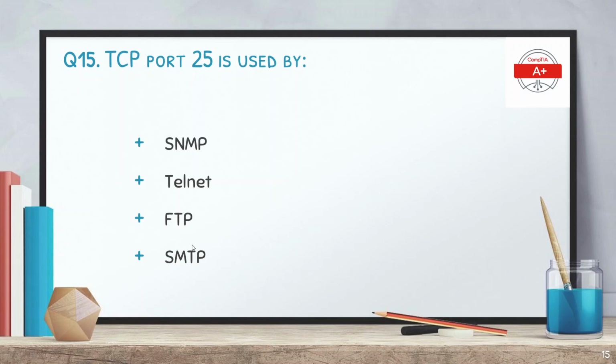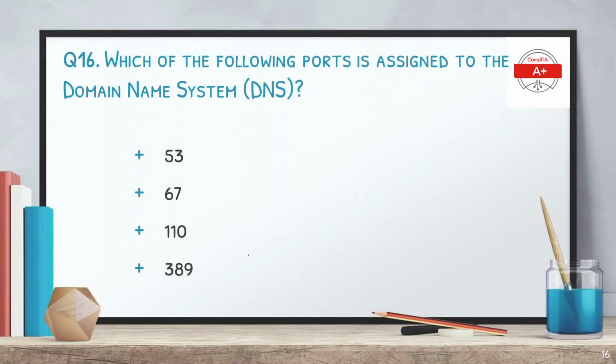Question number 15 is that TCP port 25 is used by, and the options are SNMP, Telnet, FTP, SMTP, and the correct answer is SMTP or Simple Mail Transfer Protocol. SMTP stands for Simple Mail Transfer Protocol. Question number 16 is which of the following ports is assigned to the domain name system? The options are 53, 67, 110 and 389, and the correct answer is 53.